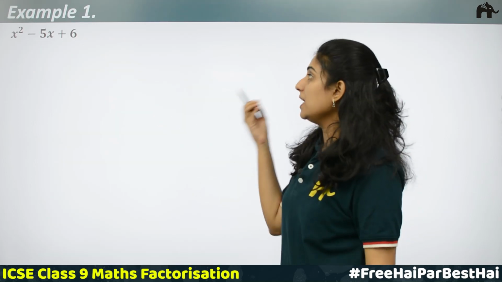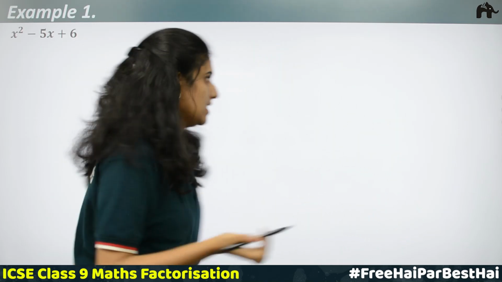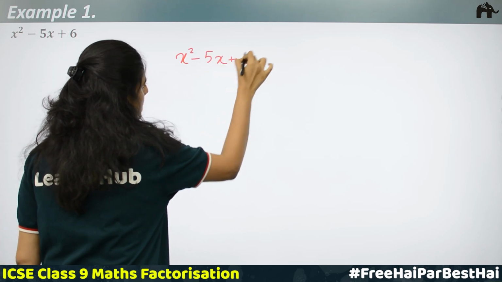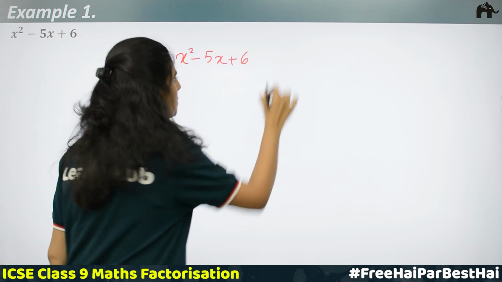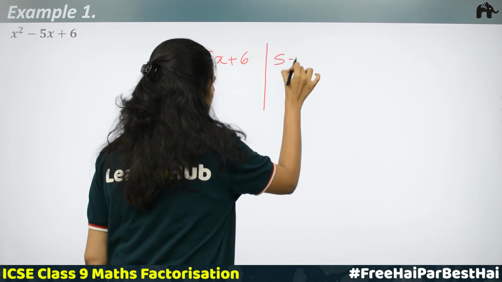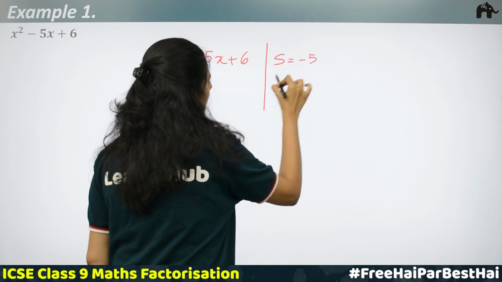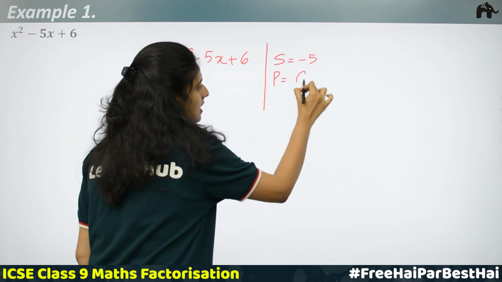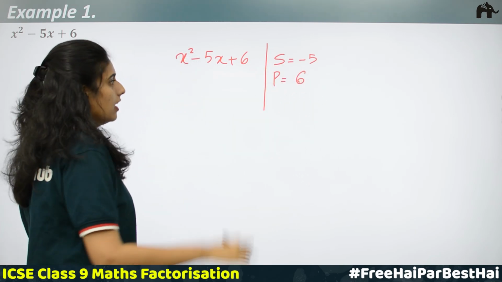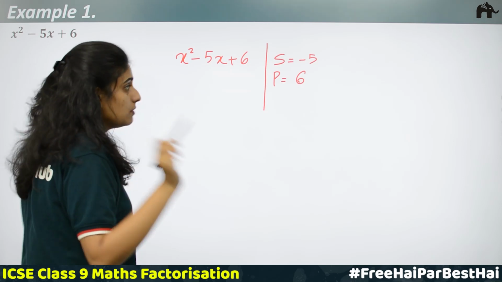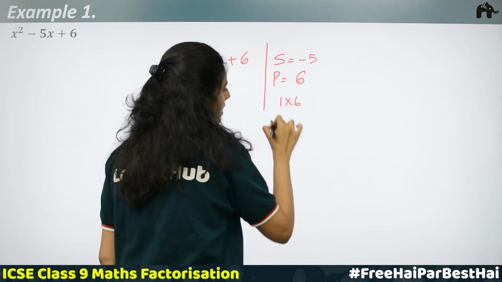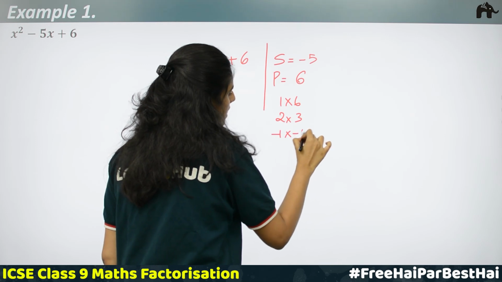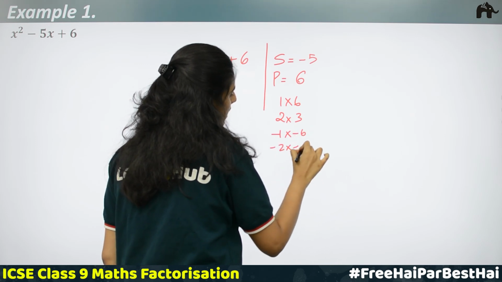Consider this example, x square minus 5x plus 6. X square minus 5x plus 6. Here what should be the sum? Sum should be equal to minus 5 and product should be equal to a into c. A into c is 6. Okay. How to get 6? We have said this before. 1 into 6, 2 into 3, minus 1 into minus 6, minus 2 into minus 3.